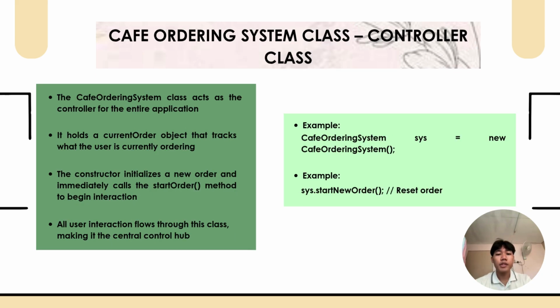For the CafeOrderingSystem class as a controller class. The CafeOrderingSystem class acts as the controller for the entire application. It holds a current order object that tracks what the user is currently ordering. The constructor initializes a new order and immediately calls the startOrder method to begin interaction. All user interaction flows through this class, making it the central control hub.